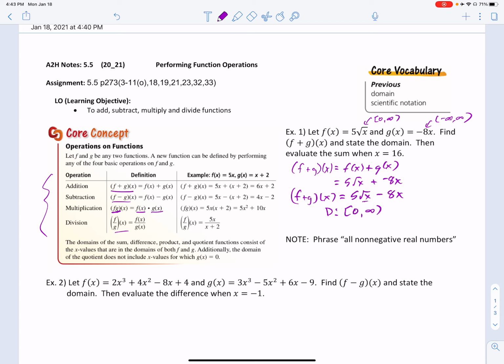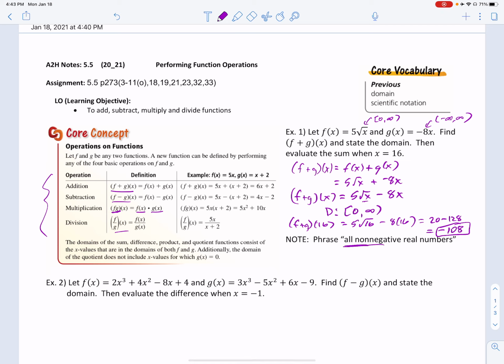And then they want you to evaluate f plus g of 16. So f plus g of 16 means we are just going to replace x with 16. And so we get 5 times 4 is 20, minus 128, and you get a negative 108. And that's f plus g of 16.